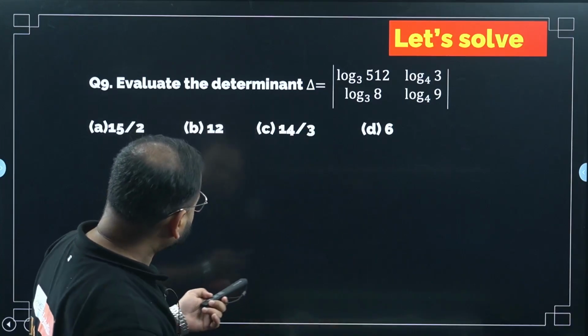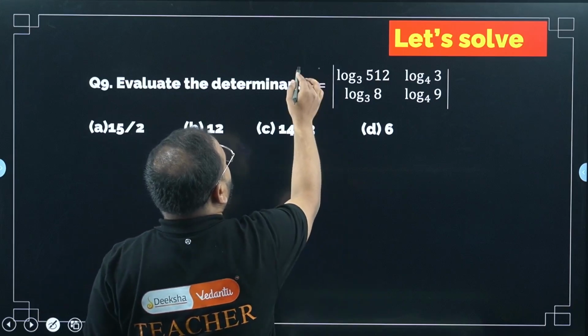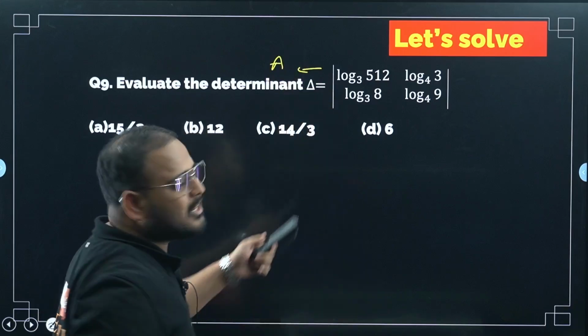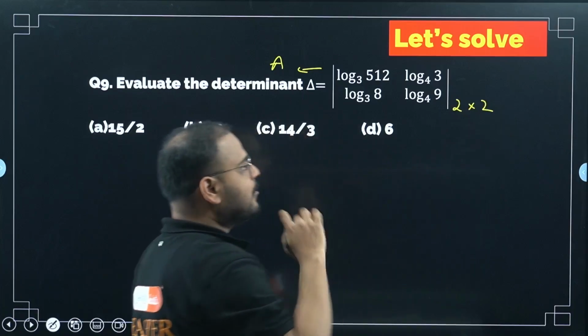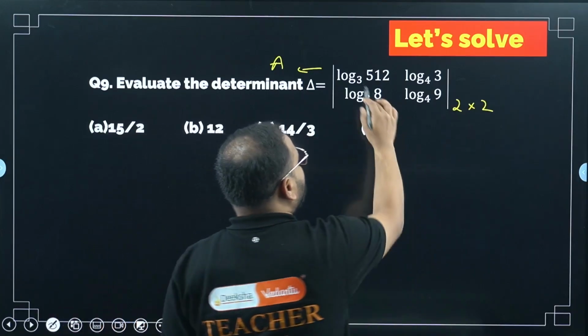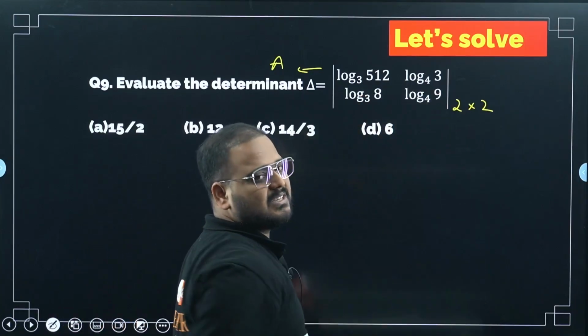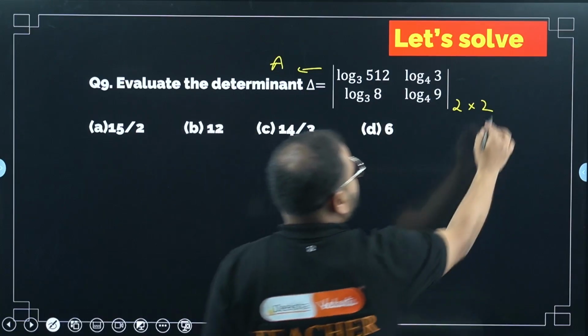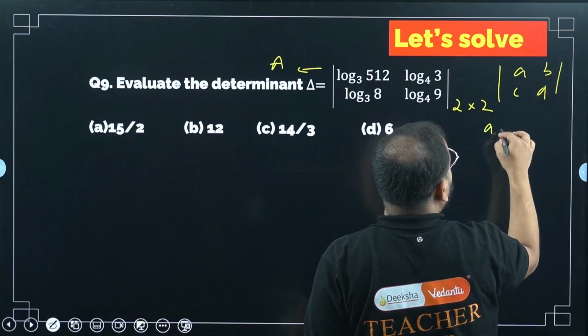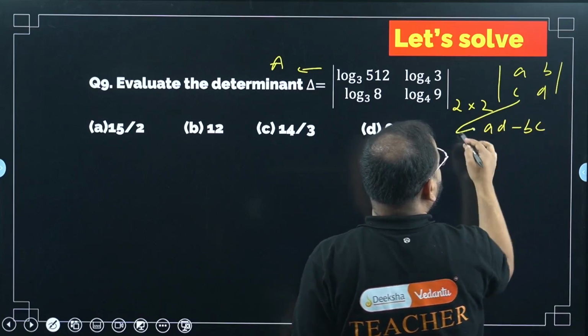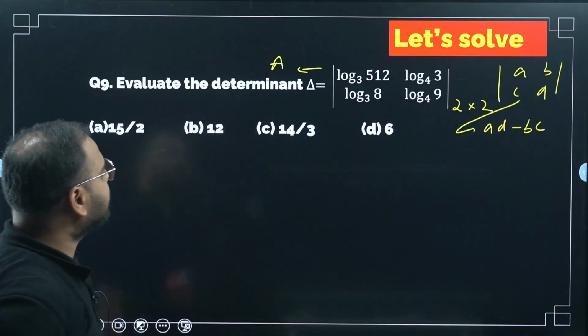Okay, so we have to find this value. Let's take this determinant to be again A. It's simply a 2 cross 2 matrix, so I don't have to do much effort here while solving it. What's the formula? If it is A, B, C, D, then AD minus BC is the case, correct? If I compare this with this, what is the formula then? AD minus BC. So what is this going to be?